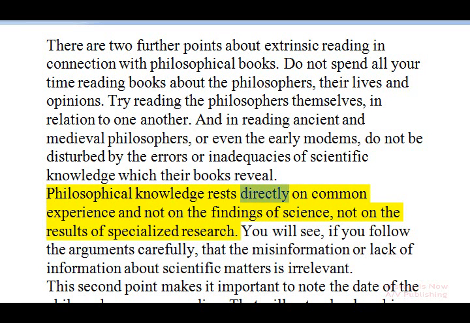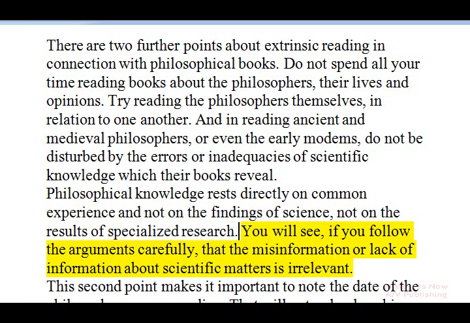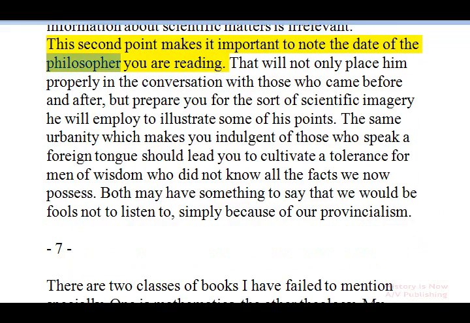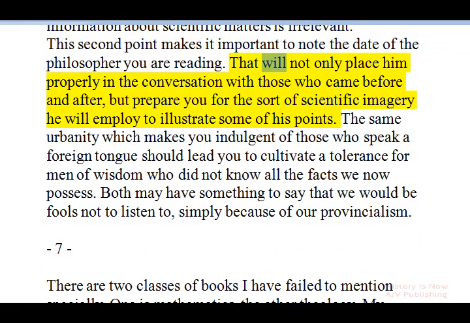Philosophical knowledge rests directly on common experience and not on the findings of science, not on the results of specialized research. You will see, if you follow the arguments carefully, that the misinformation or lack of information about scientific matters is irrelevant. This second point makes it important to note the date of the philosopher you are reading. That will not only place him properly in the conversation with those who came before and after, but prepare you for the sort of scientific imagery he will employ to illustrate some of his points.